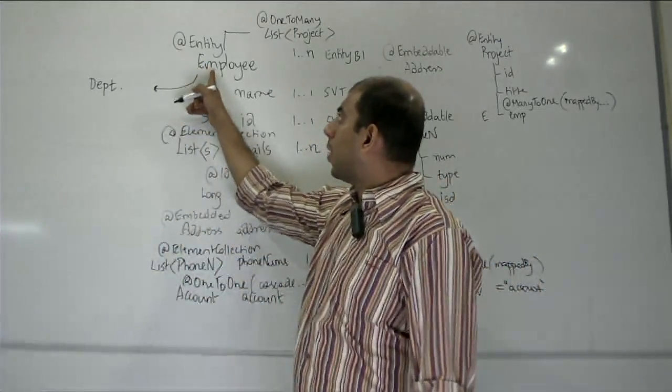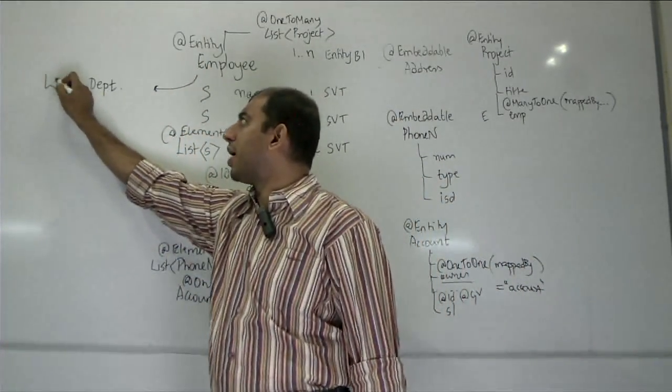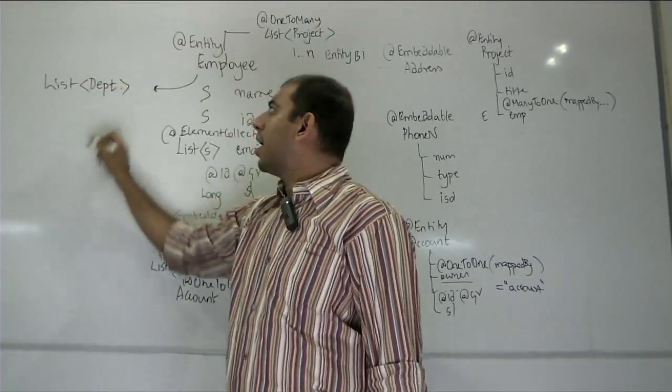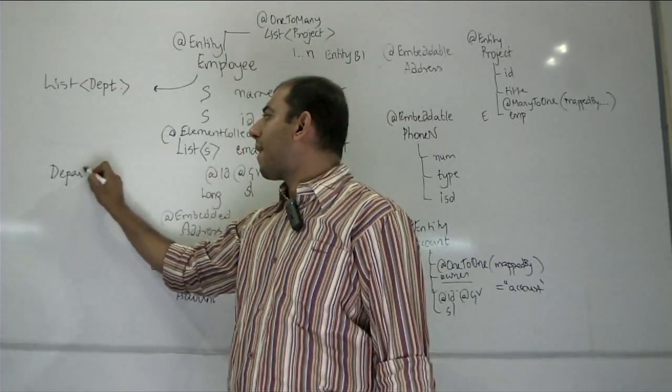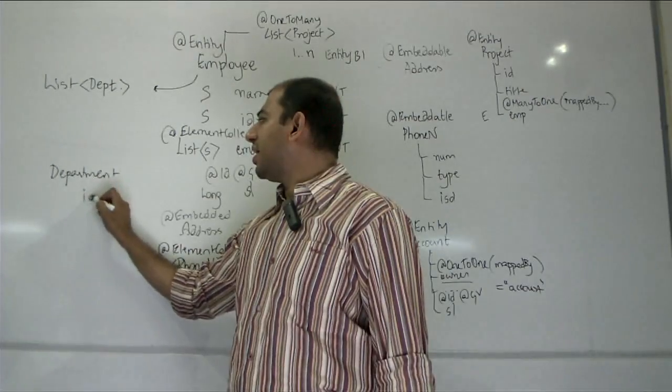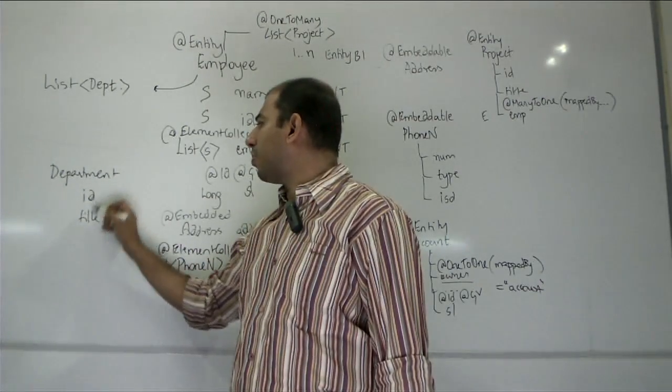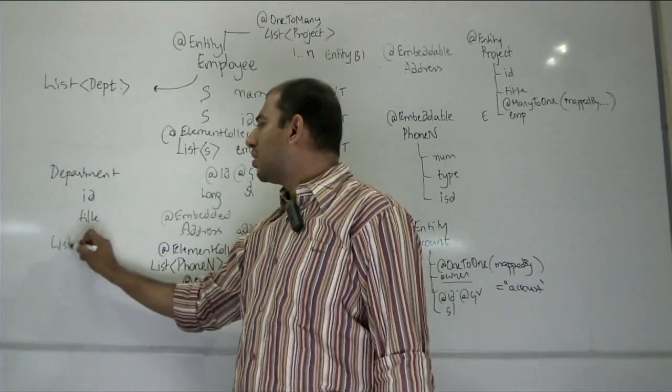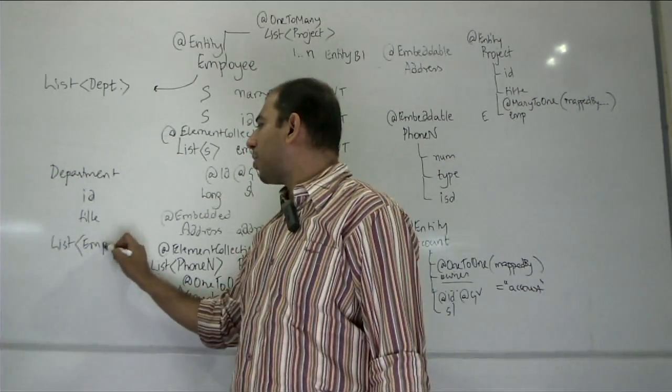Then what will we do? One employee can have many departments means what we should have? Obviously a list here. And in department what we should have? One department has ID, name, title, and so on, and it can have many employees means what we should have? A list type of employees, right?